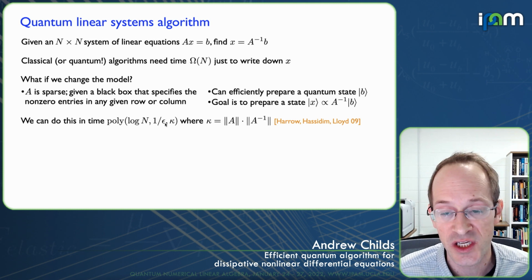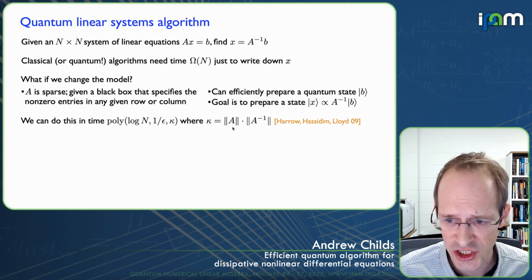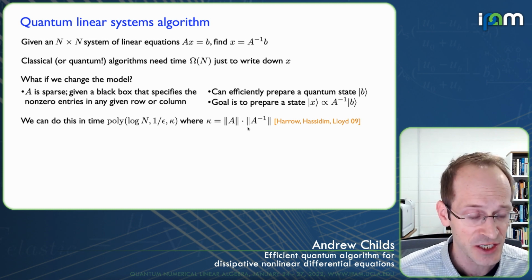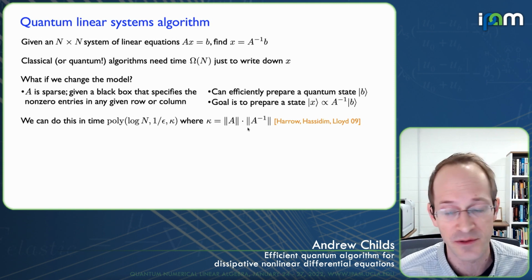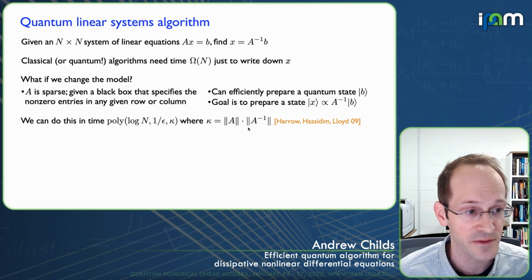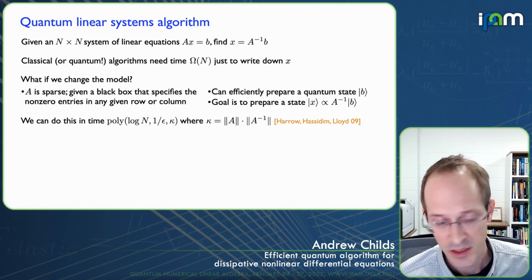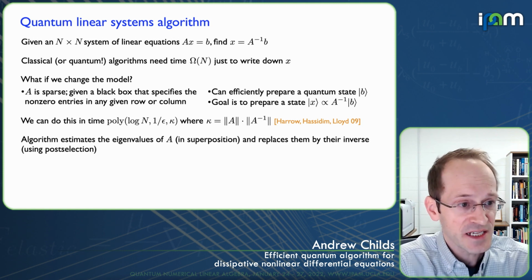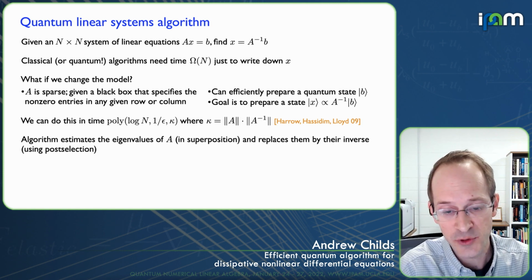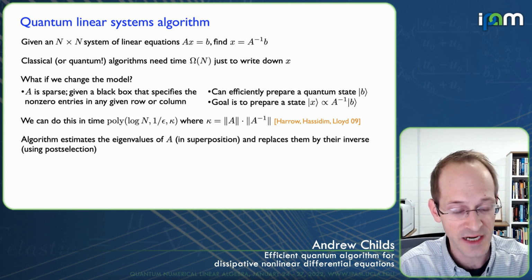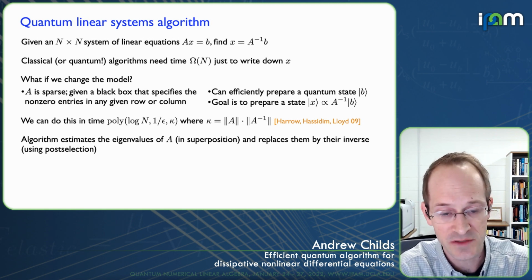and polynomial in the condition number, where the condition number is this quantity that somehow captures how close or far from singular the matrix is, because the problem should be really hard if the matrix is close to singular. So I'm not going to get into the details of how this subroutine works in this talk. Maybe we'll hear more about algorithms for this problem in other parts of this meeting.